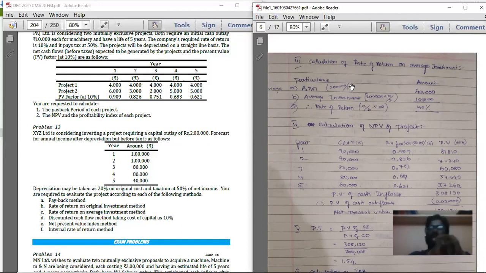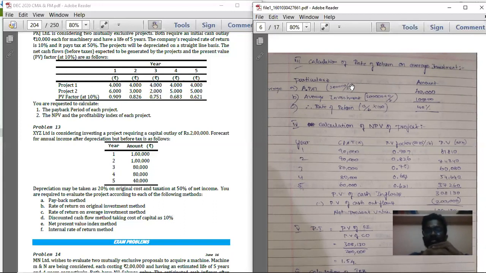So below that statement number 3, calculation of rate of return on average investment. Below that 2 columnar table, first column particulars, second column amount. Below that particulars, small a, average profit after tax, within bracket same amount 2 lakh divided by 5, because profit after tax is not changing. So average profit after tax is 2 lakh divided by 5 within bracket. Amount column record 40,000.